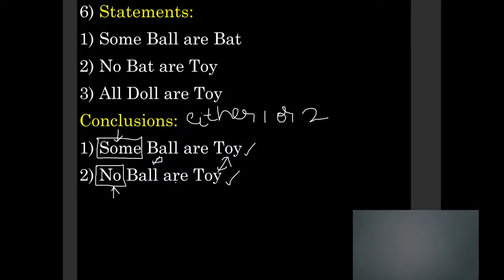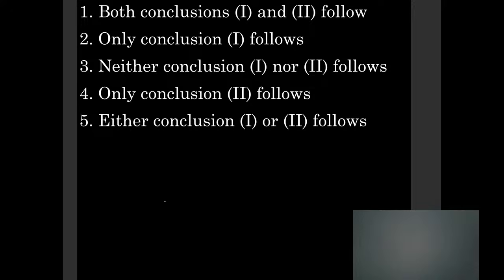Once again, I'm repeating: whenever you have common words, and you have the keywords like some and no, or no and some, in one it is some and in the other it is no, and vice versa is also possible. So in the first one you have no, in the second one you have some. In that scenario, the answer for that question will be either 1 or 2. So either 1 or 2 is the correct answer.